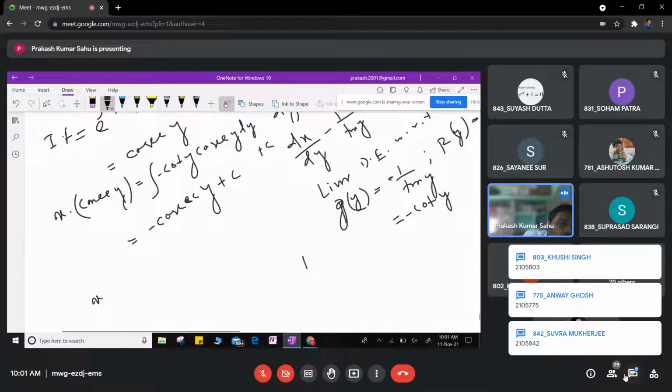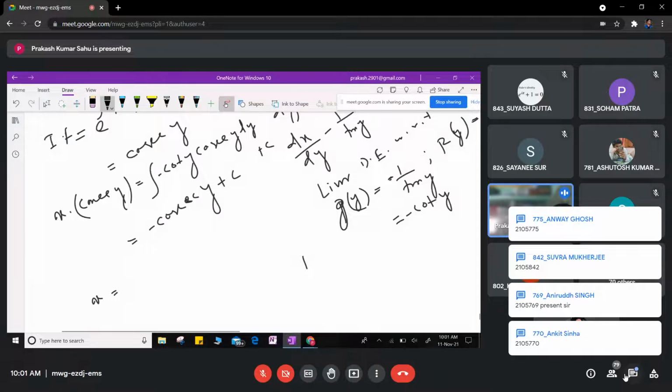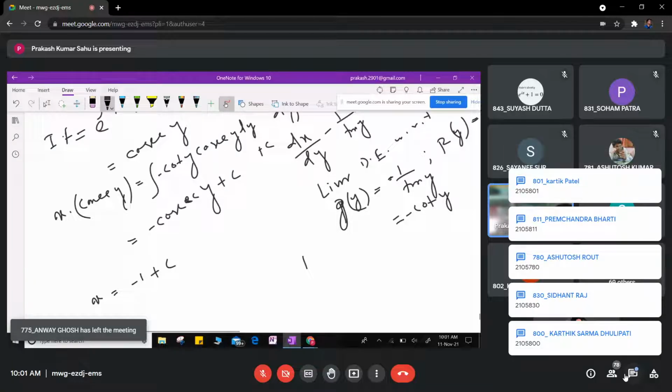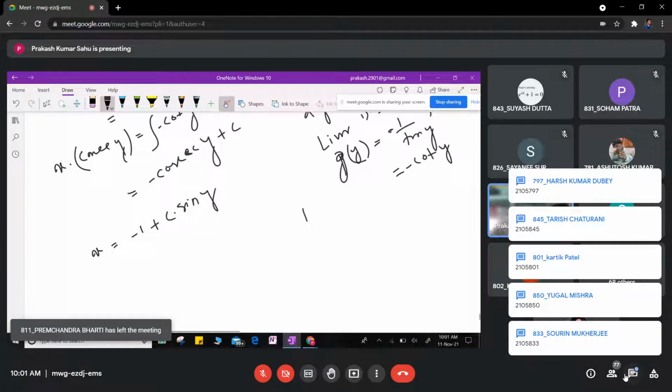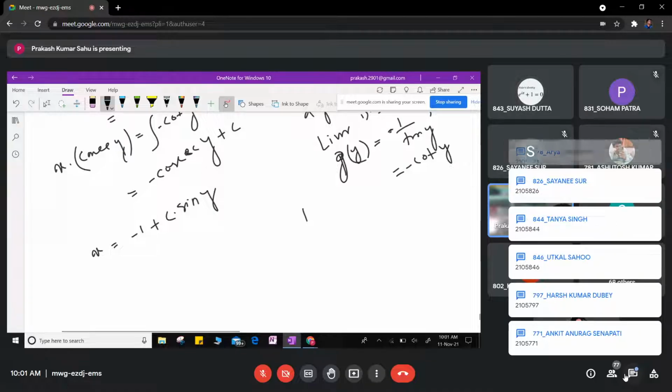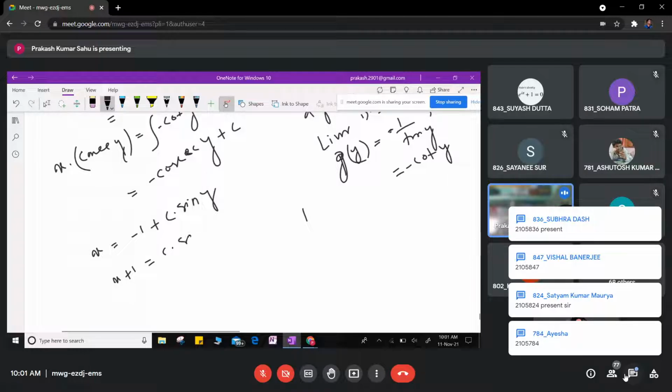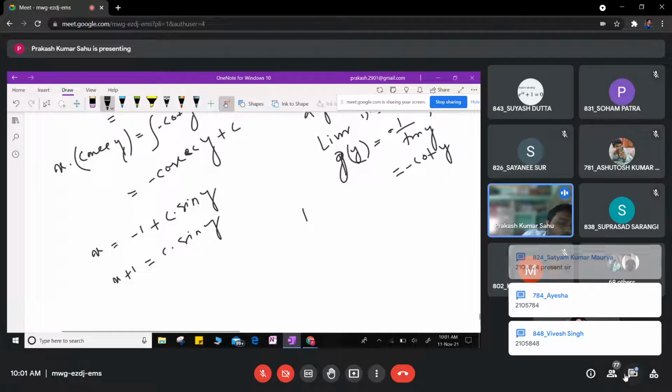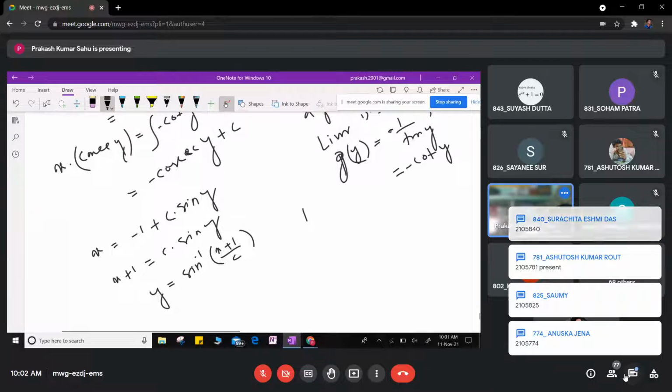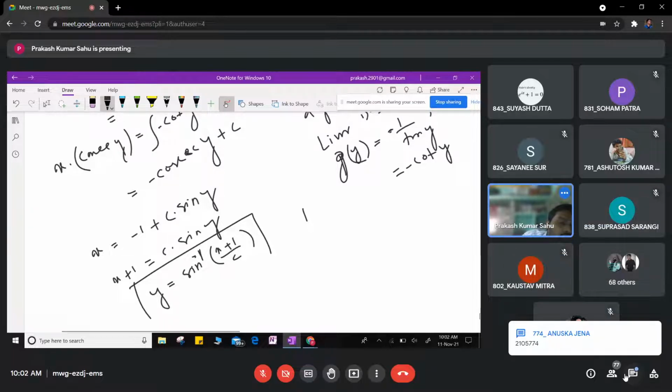You can easily write what your x is. Your x is equal to, if you divide by cosec y on both sides, minus 1 plus c by cosec y. So c by cosec y becomes c into sin y. Yes or no? So you can write x plus 1 is equal to c into sin y. So you can find y also: y is equal to sin inverse of x plus 1 divided by c.